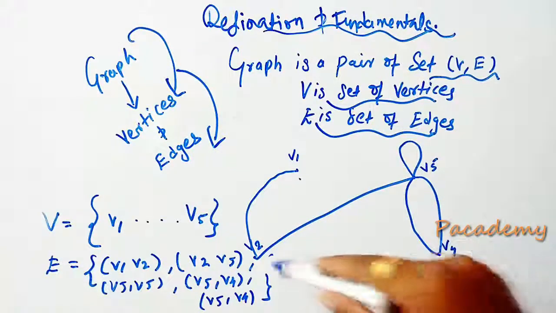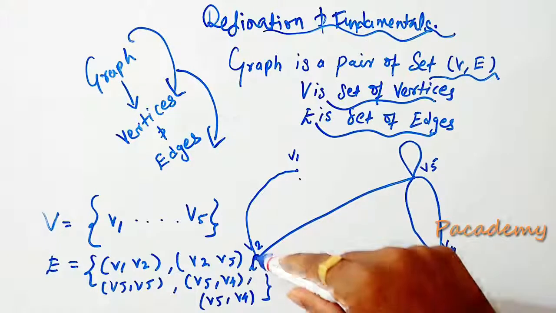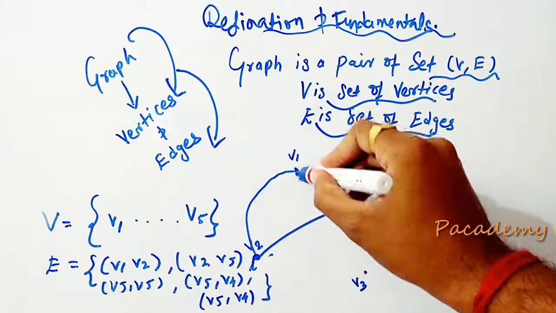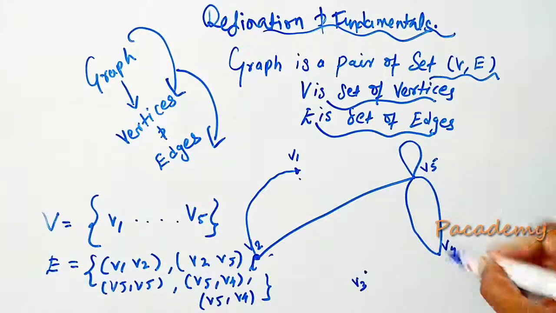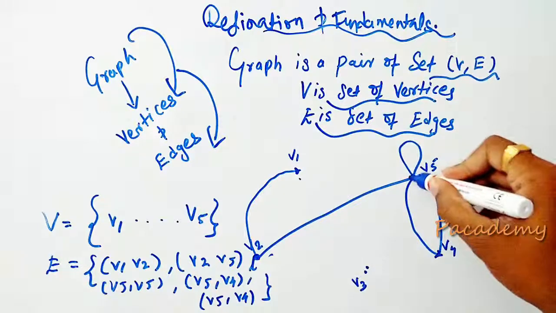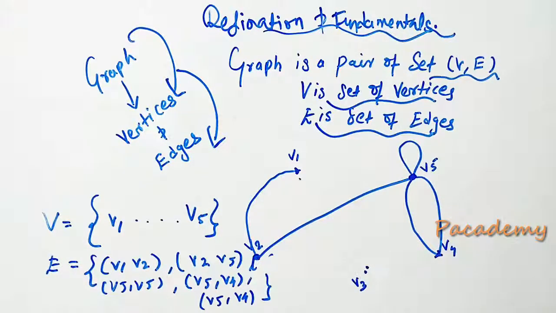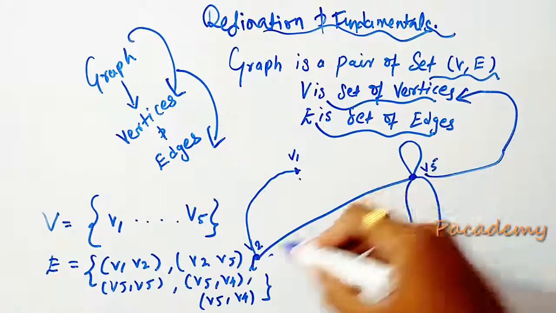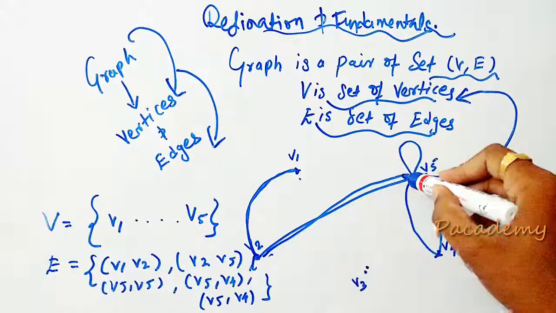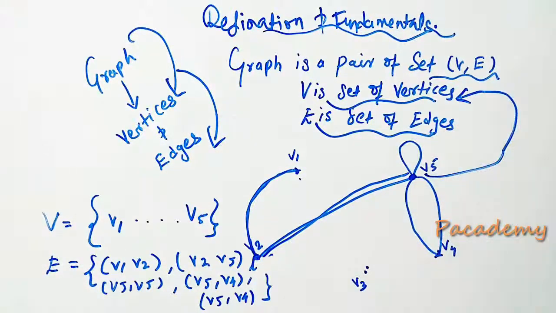So here is a graph. It has 5 vertices, namely V1, V2, V3, V4 and V5. So these 5 are called the vertices of the graph, and the lines connecting any two vertices are known as the edges of the graph, as shown here.